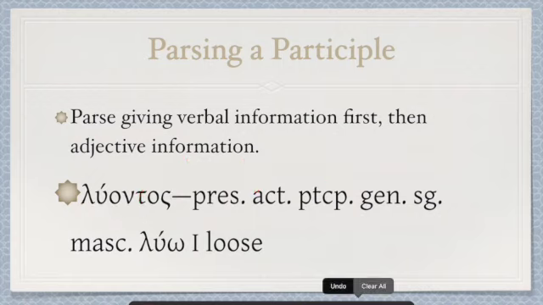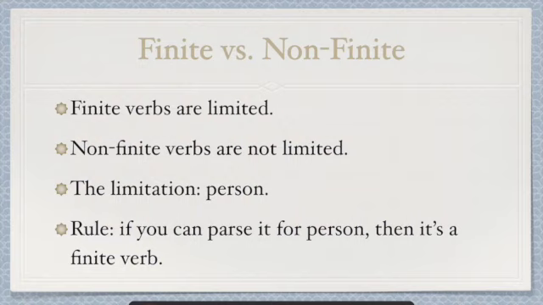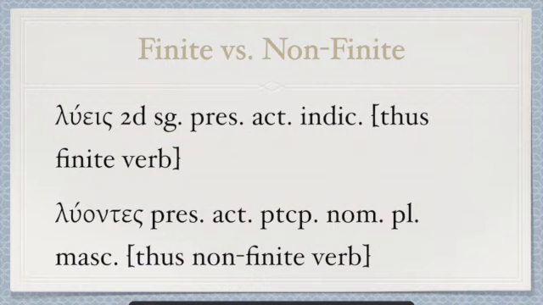And so if we go back and think about how we parsed luontas, we would see there's no person. There's no first person, second person, third person. There's number, but that number is kind of attached to the adjectival information. And so when we parse, for example, lueis, this is going to be a second person singular present active indicative. So you are loosing, and thus it's a finite verb. But luontes, this is going to be a present active participle, nominative plural masculine.